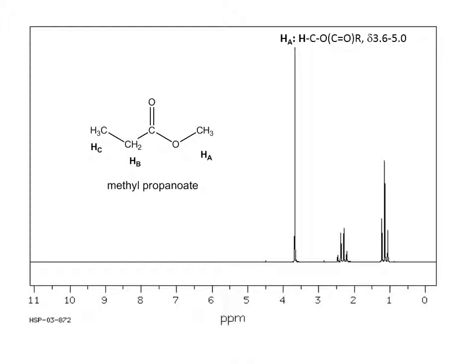For the protons designated HB, now we have H attached to C attached to C double bond O, and then that carbon is attached to OR. That's the isomeric version of the previous ester. Now the chemical shift is much smaller, ranging from 2.1 to 2.7 parts per million. And then finally, with the protons designated HC, and the methyl group at the very far left of the molecule, we have H attached to C attached to R, which is just some alkyl group. And that has the lowest chemical shift between 0.9 and 1.5 parts per million.